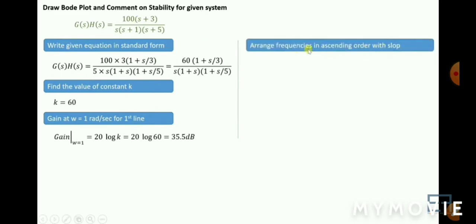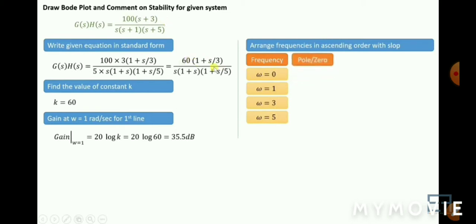After finding K, next are the frequencies. s plus 1, s plus 5, s plus 3, we are going to write in ascending order. First s is there, so we write in terms of omega in ascending order: s equals 0, s equals minus 1, s equals minus 3, and so on, that is 0, 1, 3, 5. There are 4 frequencies.